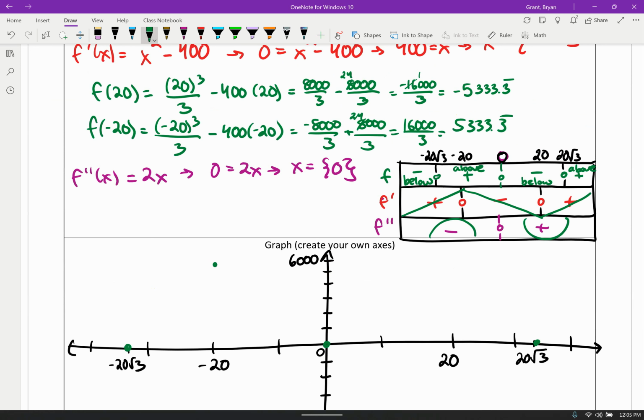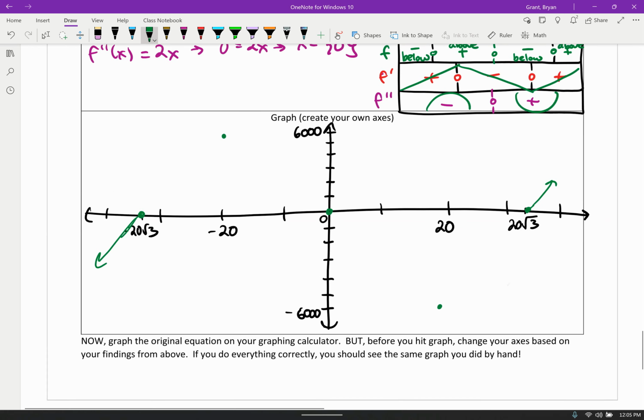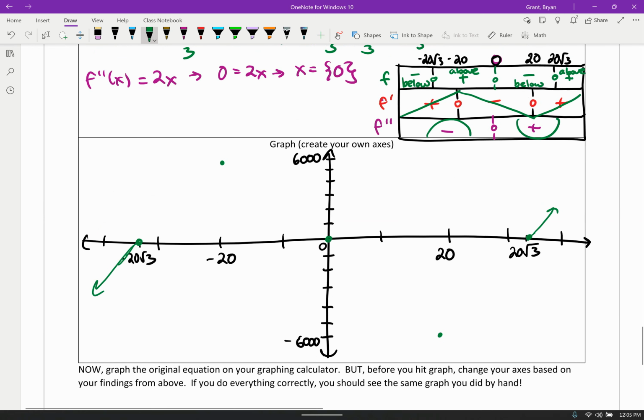Don't have to be perfect. And positive 20 was at negative 5,000 something. Don't have to be perfect. We also know that at some point our graph goes to negative infinity and positive infinity. And then we can fill in the rest. Okay, so we see that until we hit negative 20, we are increasing. I'm going to erase, but we know we increase to negative 20, we decrease to 20, and then we increase afterwards.